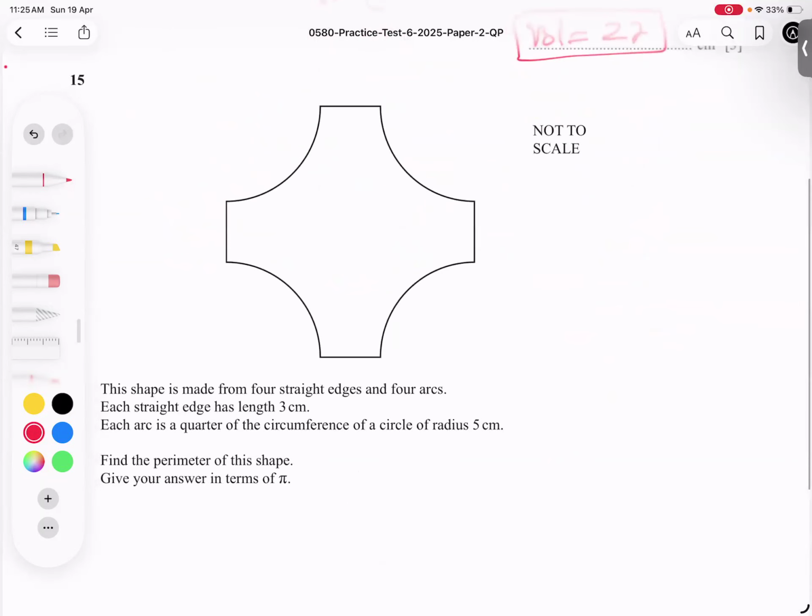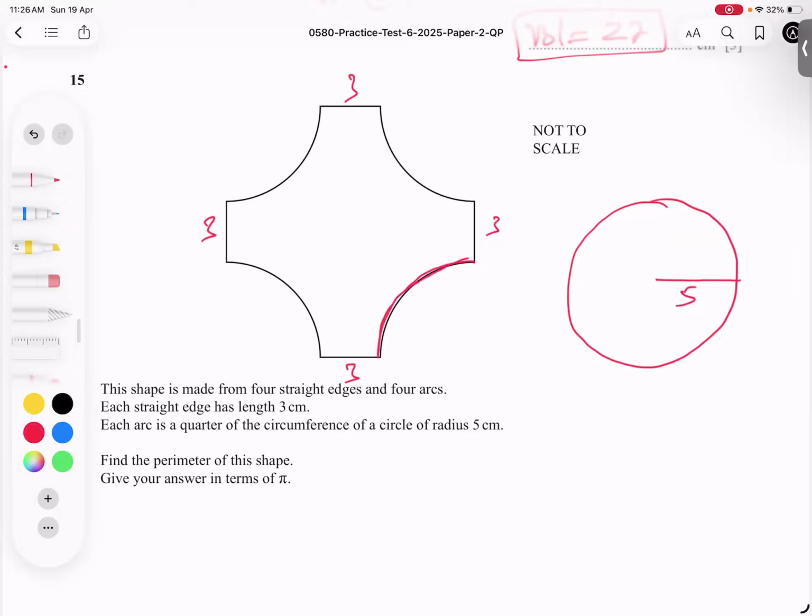In this question, he said this shape is made of 4 straight edges and 4 arcs, and the straight edge is 3. So 3, 3, 3, and 3. And each quarter circle has a radius of 5. So basically, if we check it, this circle has a radius of 5. If I show this arc, I do them in different colors so you people can understand. This arc, I'm shifting it here.